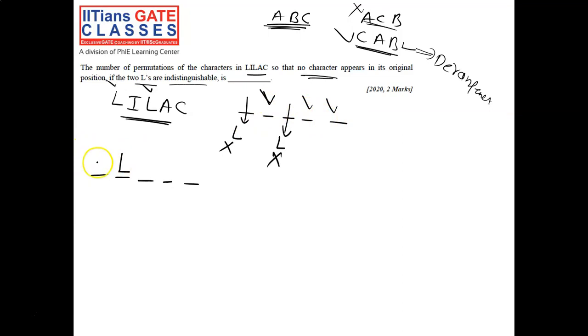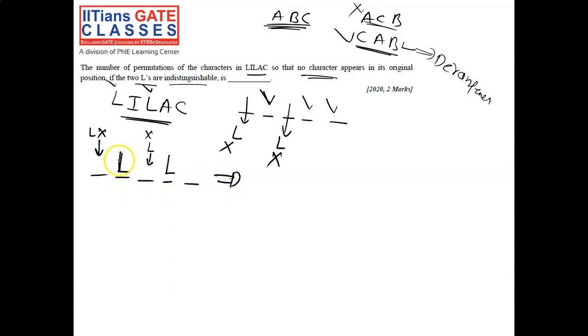Now let's take those cases when L is present in the second position. Remember, when L is present in the second position, the other L cannot be in the first position. The second L we have put in the second position. Now the other L we cannot put in the first position, and similarly we cannot put it in the third position. So if you are putting one L in the second position, then what are the chances for the other L? Maybe the other L is in the fourth position.